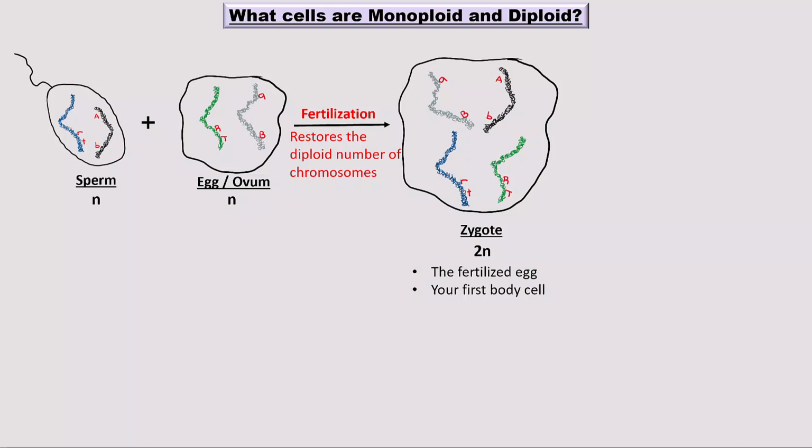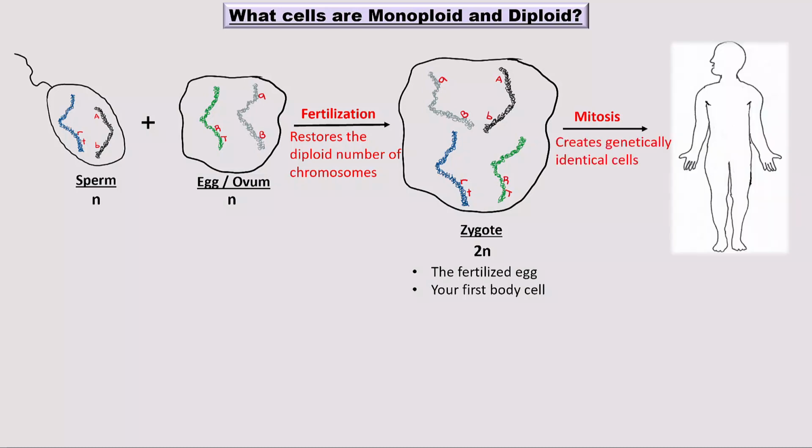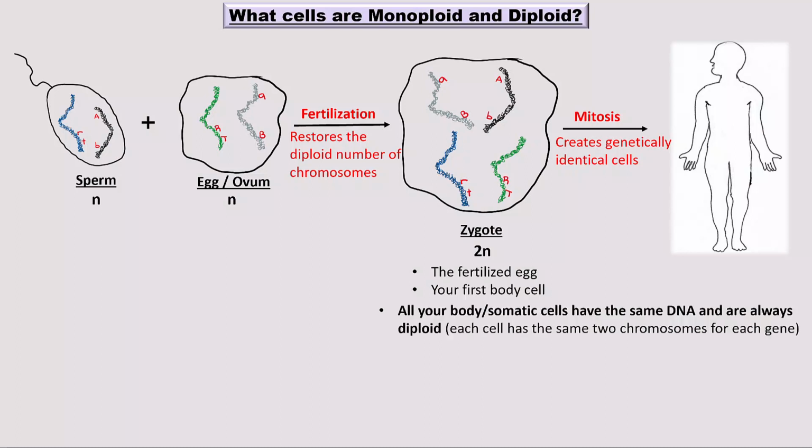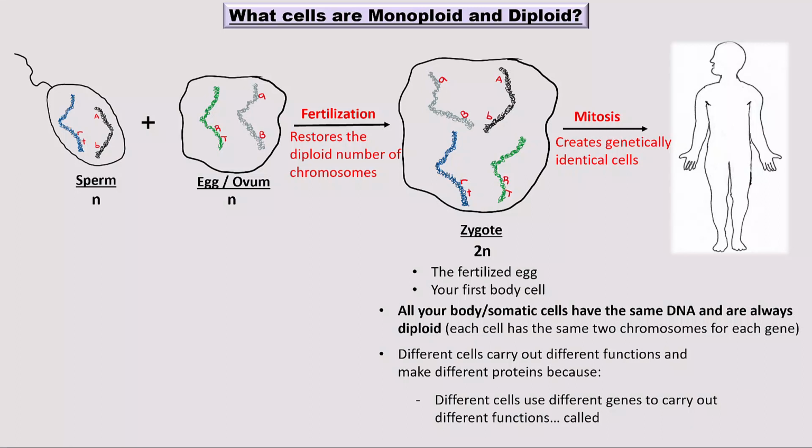That first body cell divides by mitosis, which creates genetically identical cells, meaning every single cell in your body is going to have the exact same DNA. Whatever DNA was in that zygote is in every single cell in your body. So all your body or somatic cells have the same DNA. They're all diploid always. Different cells carry out different functions, though, and make different proteins, because different cells use different genes to carry out different functions. And this is called differentiation.